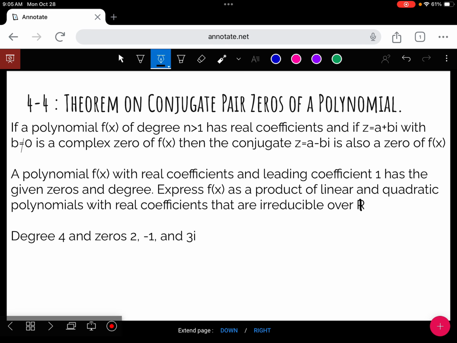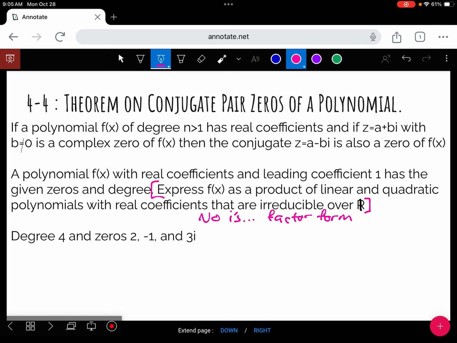And the instructions feel weird, and this is essentially the way the book words "don't keep i's in your polynomial." So that's what the instruction, express f of x as a product of linear and quadratic polynomials with real coefficients irreducible over R, means. What this means is no i's, but factor form. So as small of factors as you can have with no i's.